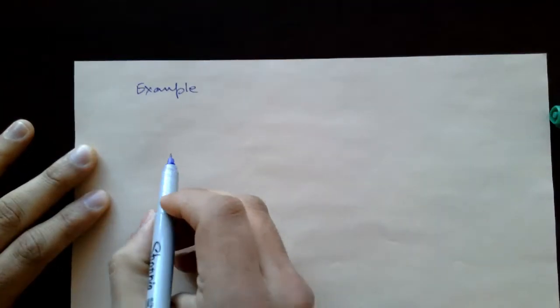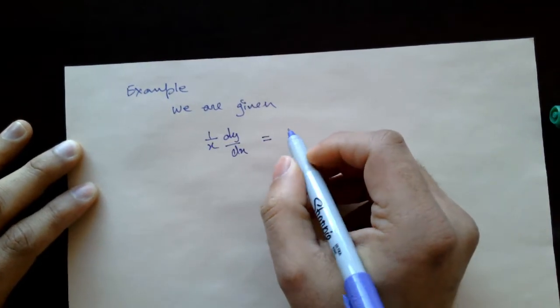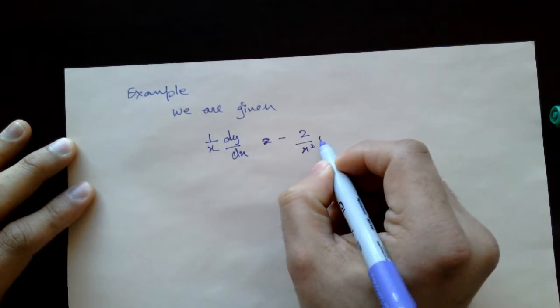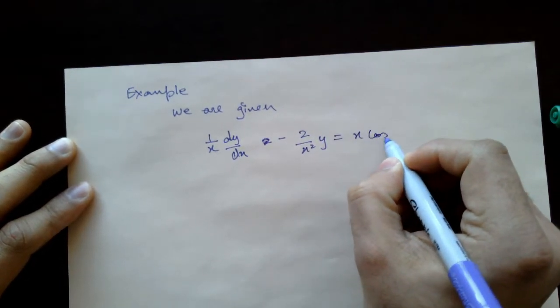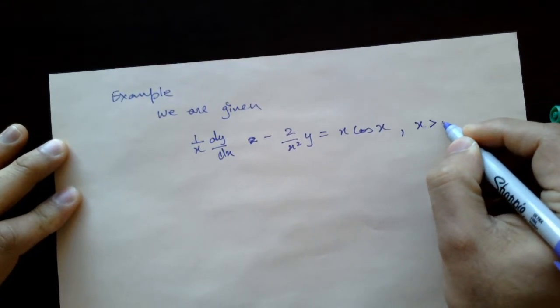So now let's look at a few examples using integrating factors. For the first example, we are given this ordinary differential equation, 1 over x dy over dx minus 2 over x squared y is equal to x cosecant of x, and x is always positive.